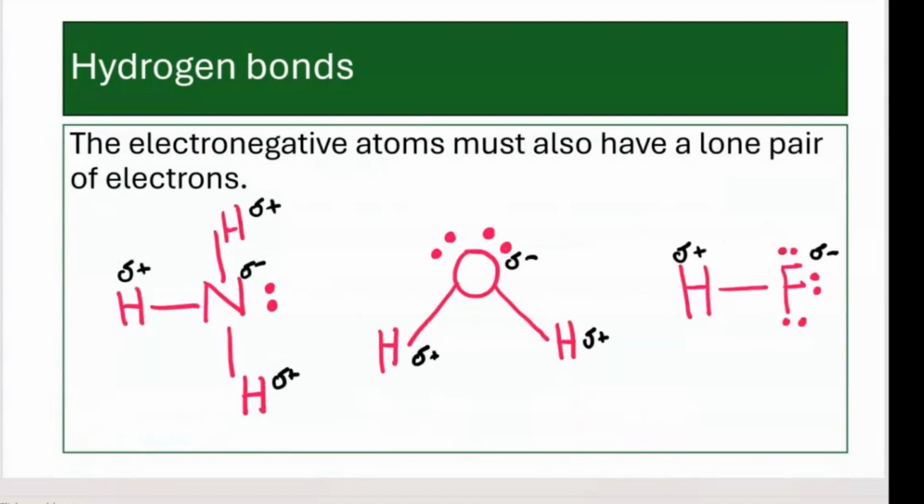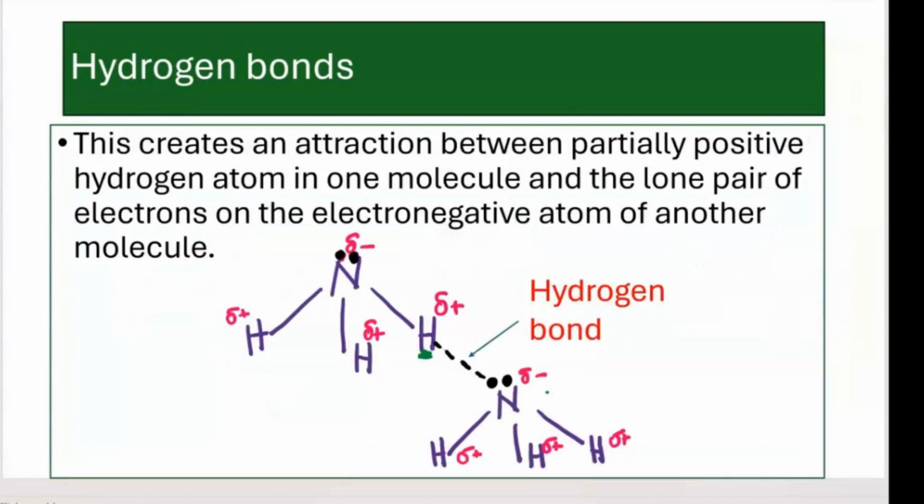The electronegative atoms must also have a lone pair of electrons. This creates an attraction between the partially positive hydrogen atom in one molecule and the lone pair of electrons on the electronegative atom of another molecule.